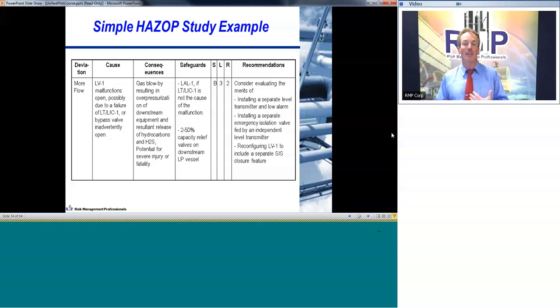You rank that, identify what safeguards are in place, and if those safeguards have any dependency or common mode failure on things that can cause the event to start in the first place. In this case, you want to recognize the level transmitter and level controller that can initiate the event and also compromise one of the safeguards. So you want to consider that, make sure it's clearly laid out, and that's really what the HAZOP study is all about, and that's what you're trying to do for the facility hazards analysis.